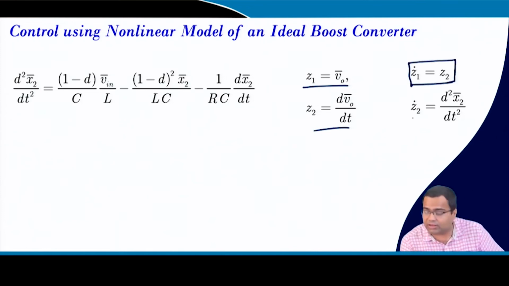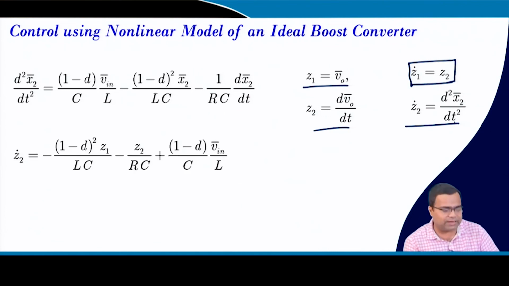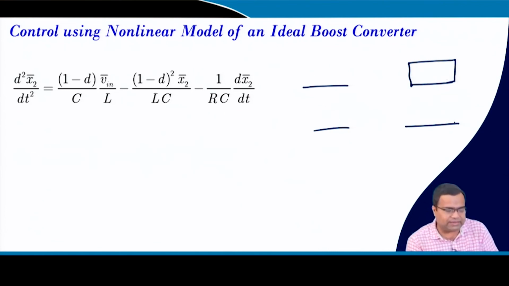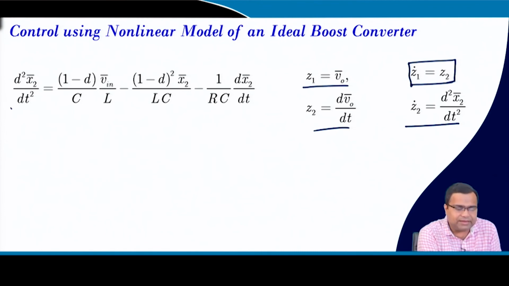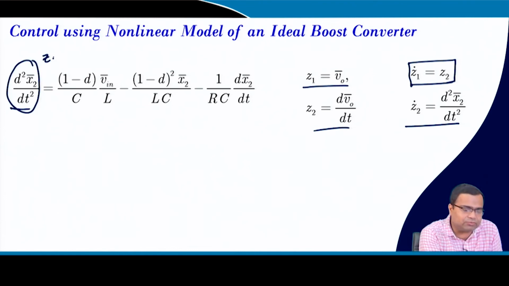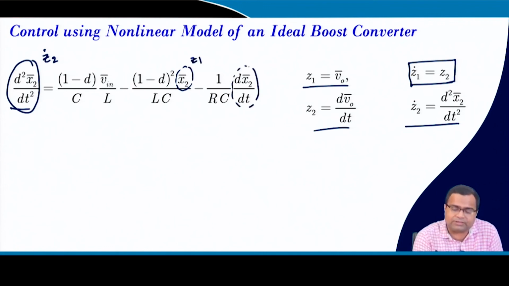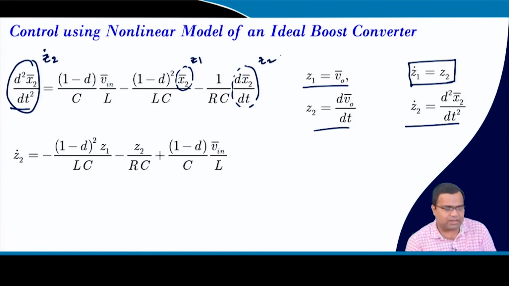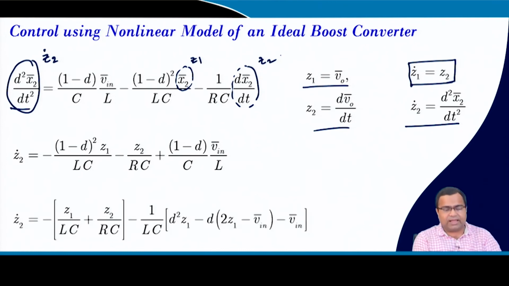But what is Z2 dot? It is nothing but the double derivative of the output voltage, and this we have just written, here, it is already here. So this quantity will be replaced by my Z2 dot, this quantity will be replaced by Z1, and this quantity will be replaced by Z2, and this is exactly what we wrote, okay, after rearrangement.